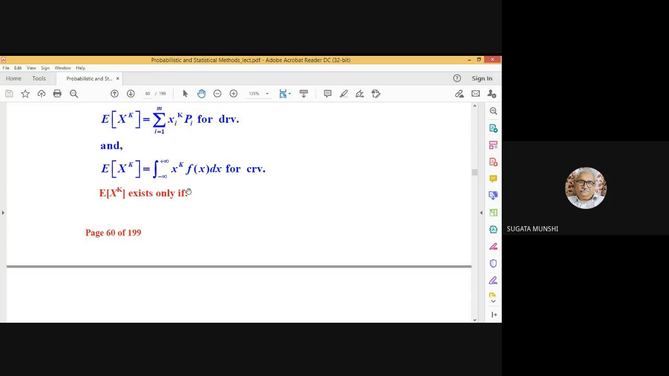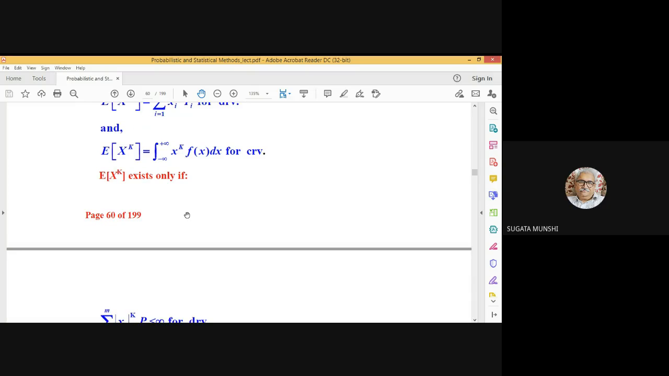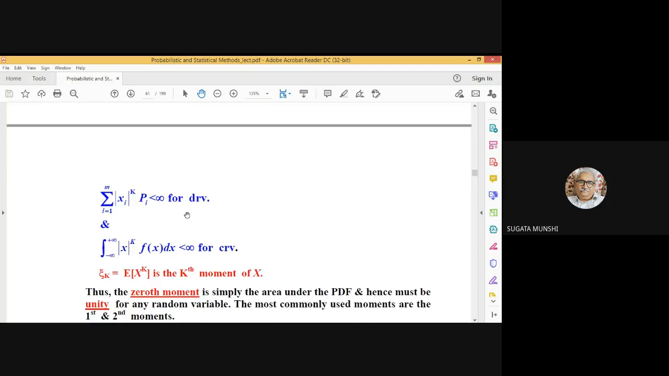In this way, can you generalize now? If k is odd, then what will happen? It will be 0. The kth moment will be 0 if fx is even. If k is even and fx is even, then the kth moment will be 2 into the integration from 0 to plus infinity of x to the power k fx. So this is very important to note, and it may help you in certain problem solving, analysis, etc.